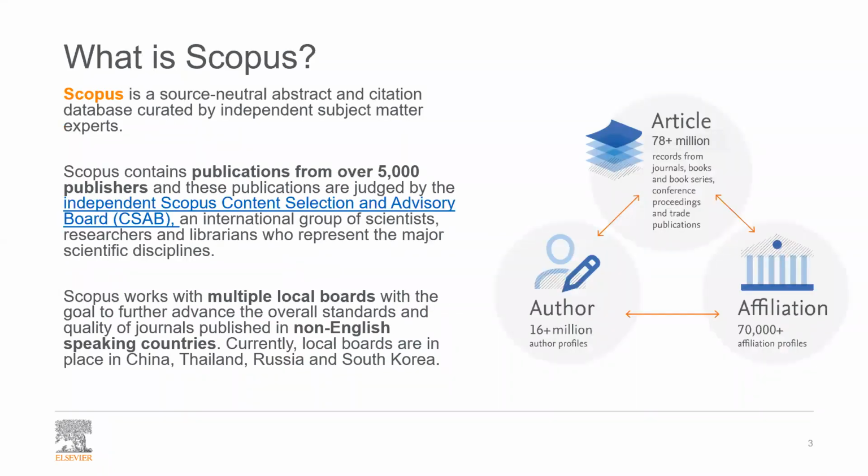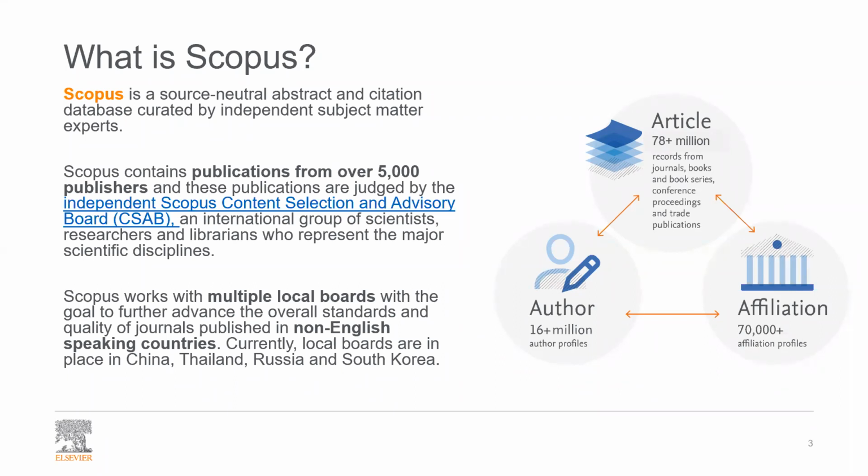So when I talk about CiteScore, right, it cannot be separated from Scopus because Scopus is the backbone for the CiteScore creation. And I think it will be very important for me to tell you what Scopus is first, right? So again, for those who are still not familiar with Scopus, Scopus is a source neutral abstract and indexing database and also a citation database curated by independent subject matter experts, right?